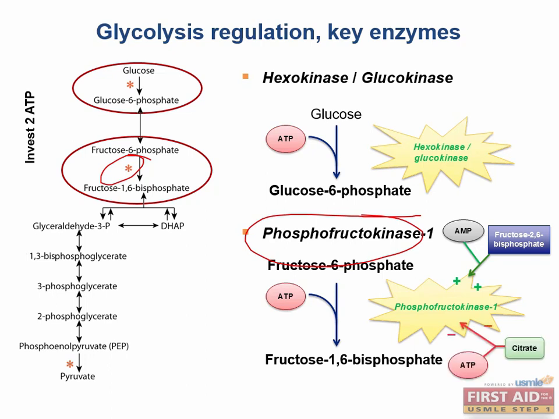If lots of ATP and citrate are present, this means that the cell has a sufficient amount of energy available and does not need to continue glycolysis.